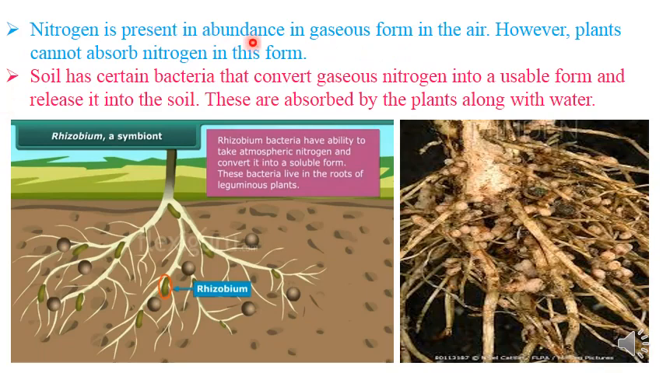Nitrogen is present in abundance in gaseous form in the air. However, plants cannot absorb nitrogen in this form. So, soil has certain bacteria that convert gaseous nitrogen into a useful form and release it into the soil. These are absorbed by the plants along with the water.